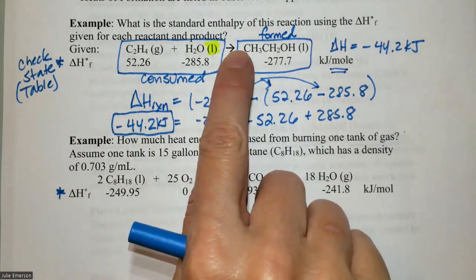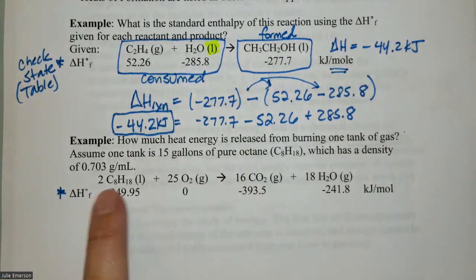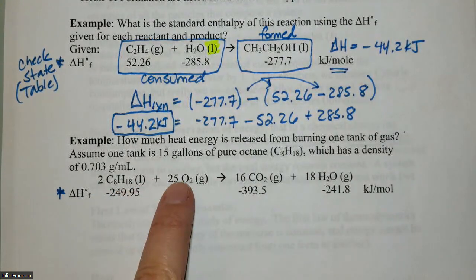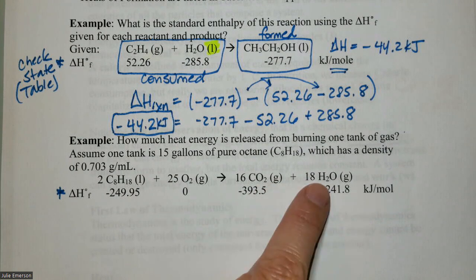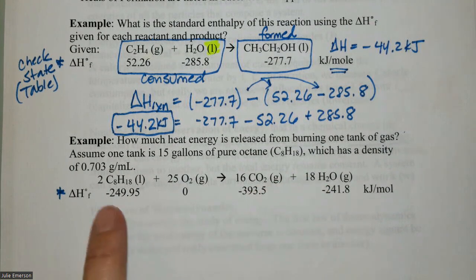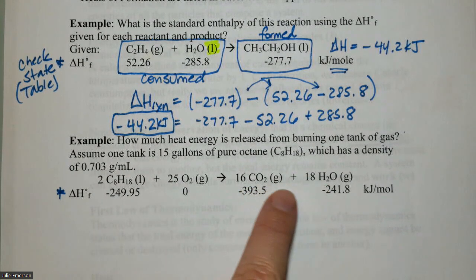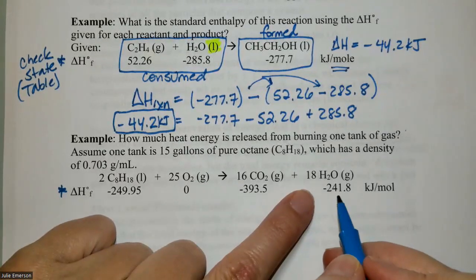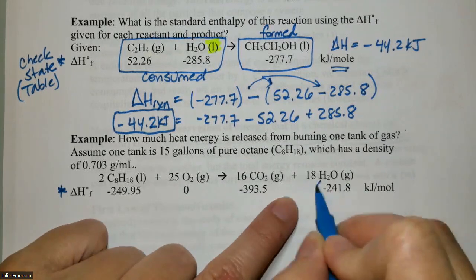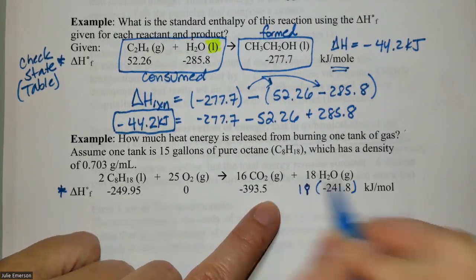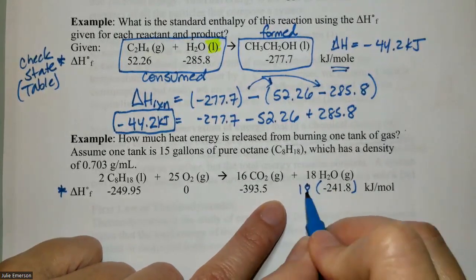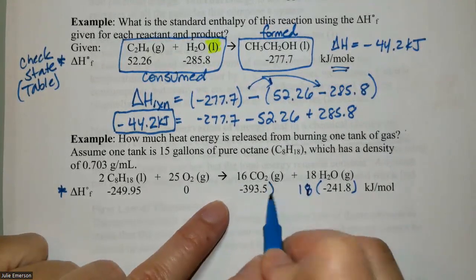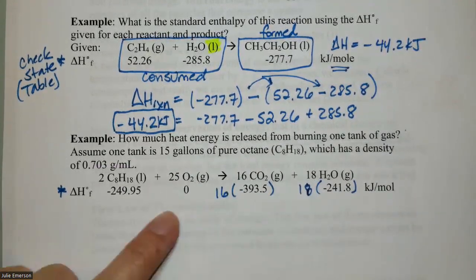But what if there had been 2, right? So we've got octane reacting with oxygen, another combustion reaction making CO2 and H2O. So looking at my heats of formation, what I would do, just so I don't lose track, is for the water, it has a coefficient of 18. All right, so I'm going to multiply that by 18. For the CO2, coefficient of 16.